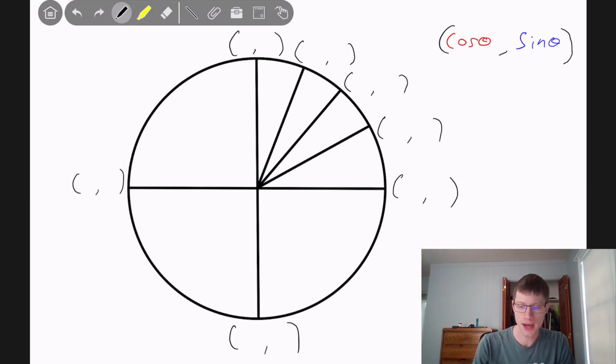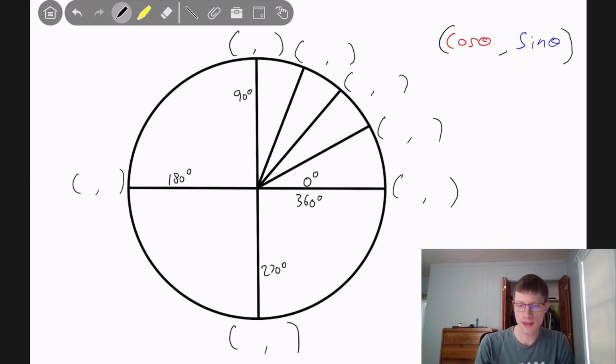So first of all, we have the positive x-axis, which could be thought of as 0 degrees or 360 degrees. Those are coterminal. We have the positive y-axis, which could be thought of as 90 degrees. Put that right here. We have the negative x-axis, which could be thought of as 180 degrees. And then we have the negative y-axis, which is 270 degrees.